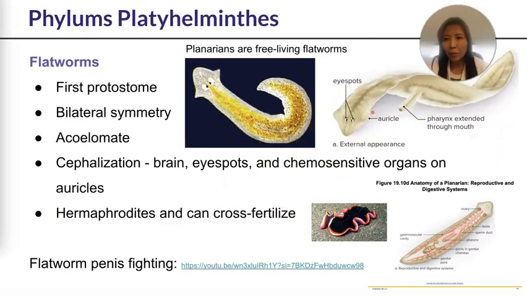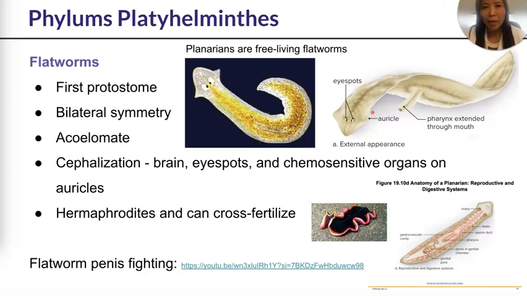The next phylum we're going to look at is the phylum Platyhelminthes, which are also known as flatworms. So here you have the flatworm right here. You can see that they have these eye spots. They're the first protostomes, and you can see the formation of bilateral symmetry, right? So with these worms, you can see that I can do a clear division between my left and my right.